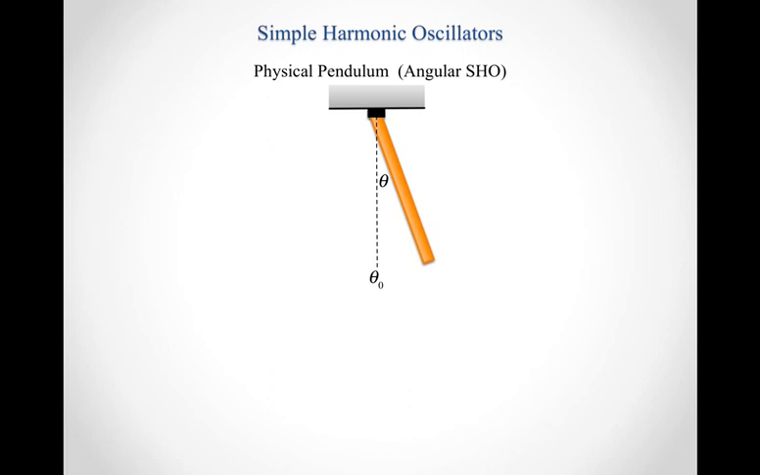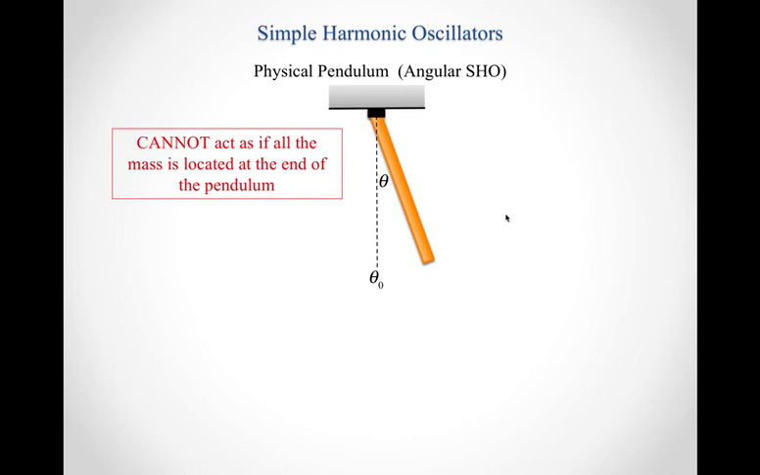The third simple harmonic oscillator I want to look at is a physical pendulum. So again, the difference between a physical pendulum and a simple pendulum is I can't pretend like all the mass is sitting down here at the end of some massless string. Here the mass is effectively smeared all along the length in some fashion, but I can't just treat the mass as if it's a point particle.